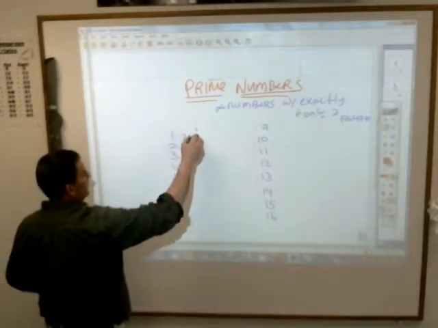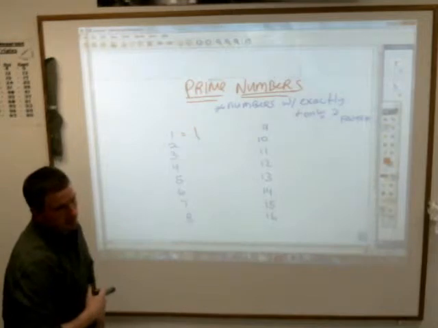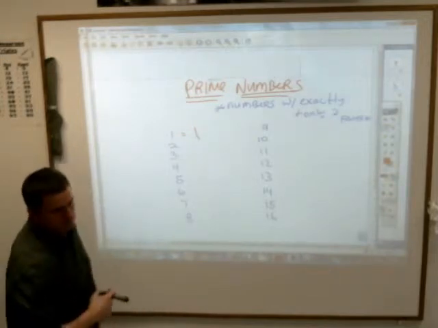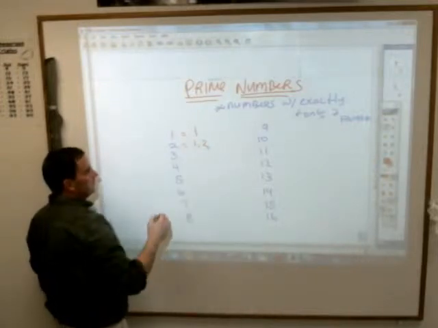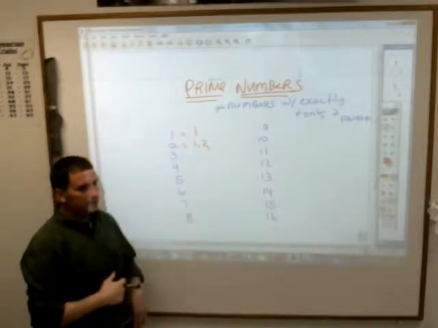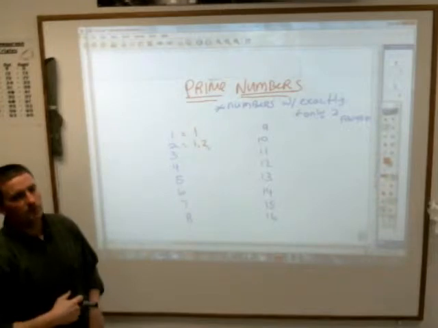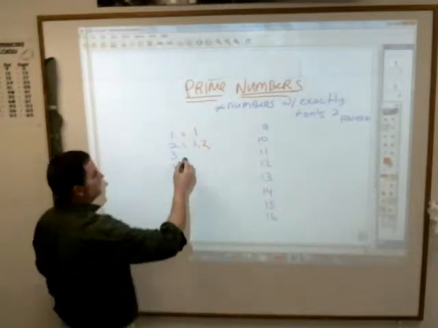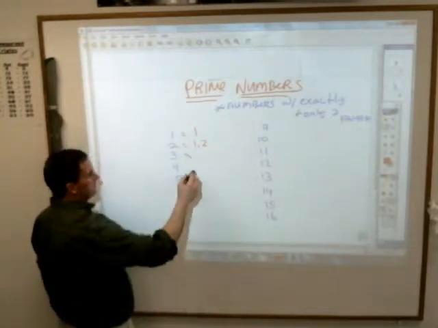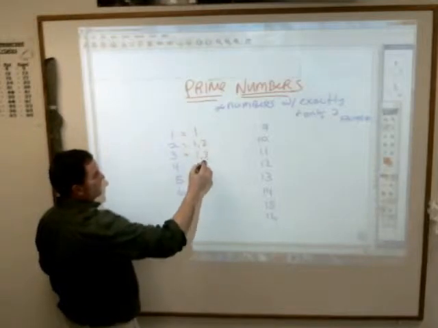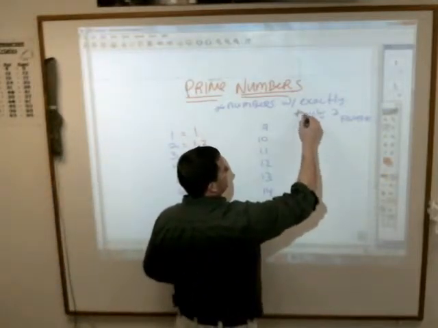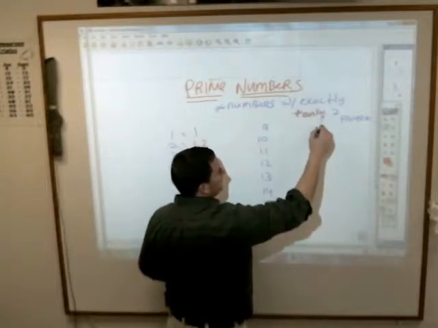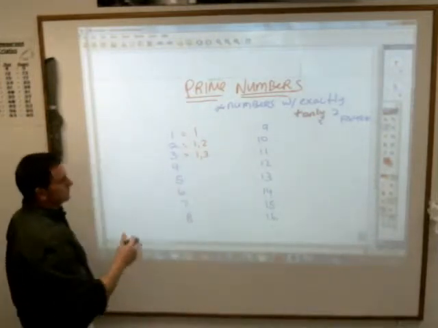1 times 1. So 1 only has 1 factor. What times 1 gives you 2? Michael? 1 times 2, right? It's not a tough one. What times what will give you 3? What numbers go evenly into 3? Christine? Exactly and only two factors.